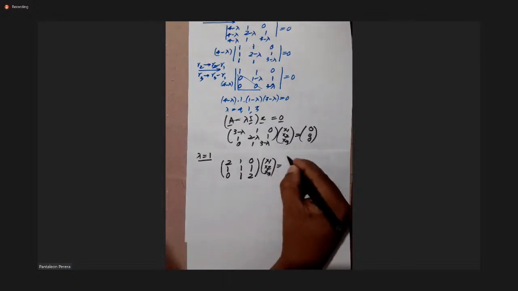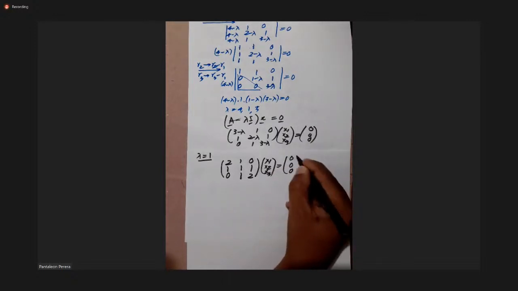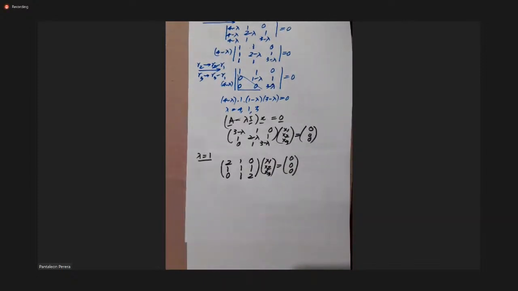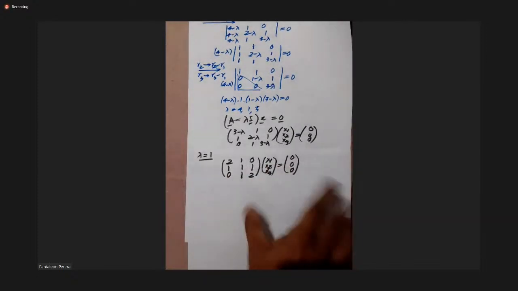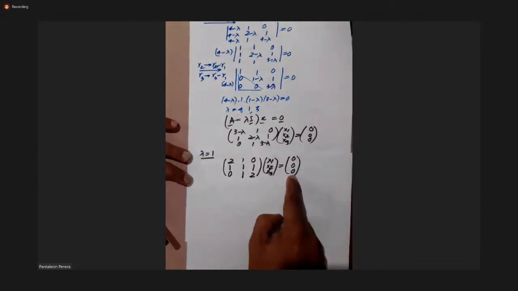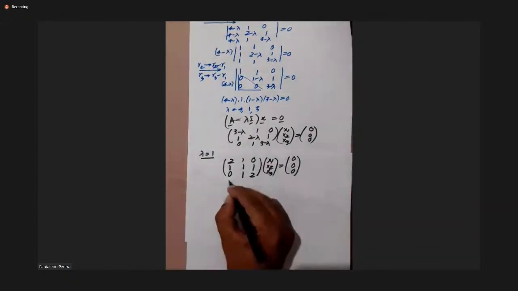Now, we did several examples earlier when we were doing linear equations. When you have a system like this, where the right-hand side is equal to zero, you go for the augmented matrix.